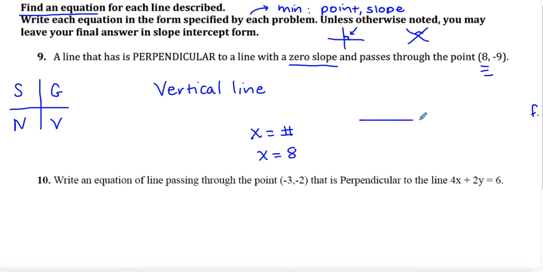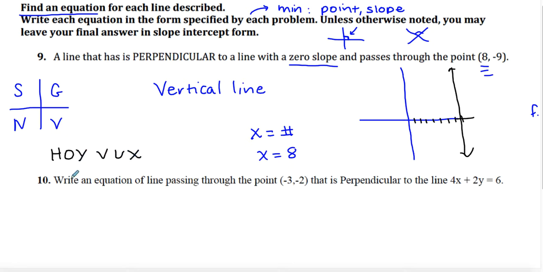Now, graphically, if I know that I have a vertical line going through the point 8, 1, 2, 3, 4, 5, 6, 7, 8, it looks like that. Now, remember, I've also told you that you can use the mnemonic phrase HOY VUX to help. HOY tells me that a horizontal line has a 0 slope and its equation is y equals some number. A vertical line has an undefined slope, and its equation is x equals a number. All right, so my answer to this would be x equals 8.